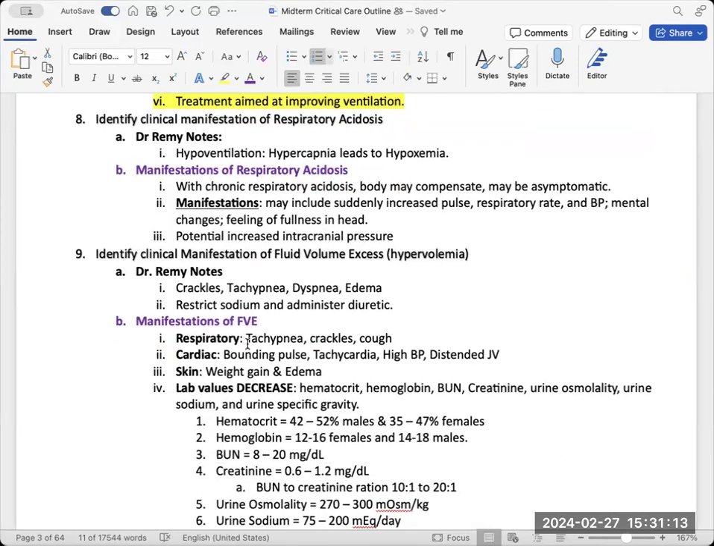The next question is identify clinical manifestations of respiratory acidosis. We said this is hypoventilation, right? Whereas respiratory alkalosis was hyperventilation. So Dr. Remy said for this specific question to watch out for hypoventilation because there's hypercapnia and that could eventually lead to hypoxemia. So know that when we're talking about respiratory acidosis, we're talking about hypoventilation. Other things that the textbook said is that they could have like mental status changes, they could feel fullness in the head, but I would know that the main one is that they could have hypoventilation. Okay, that's the main thing when we're talking about respiratory acidosis.